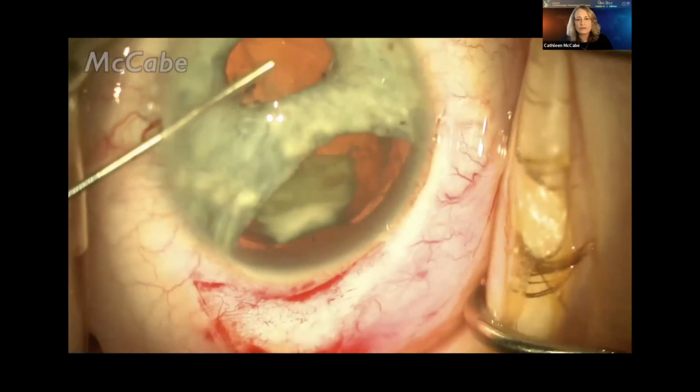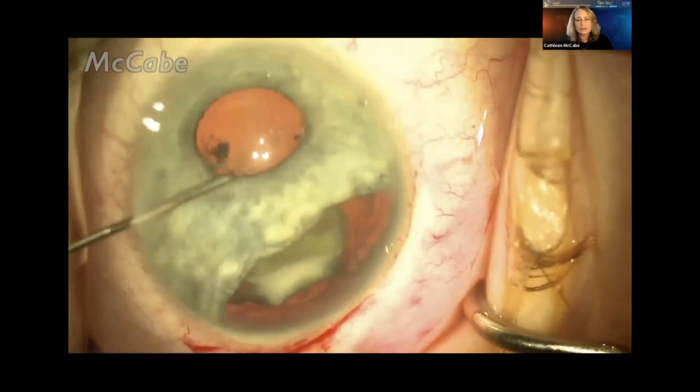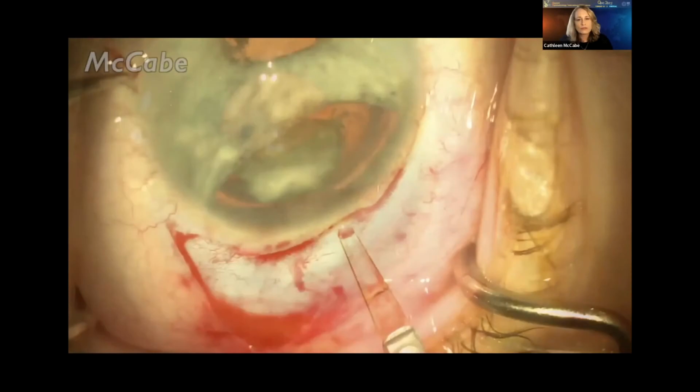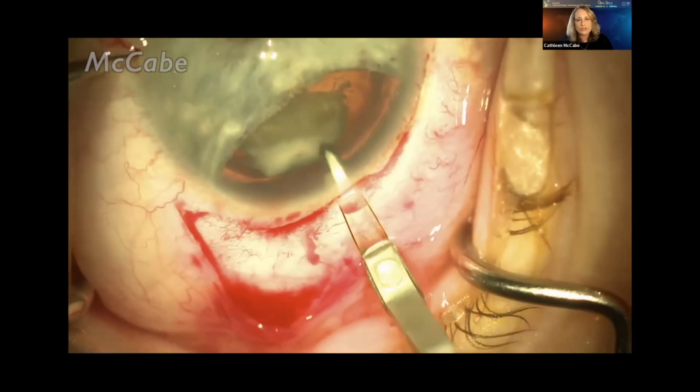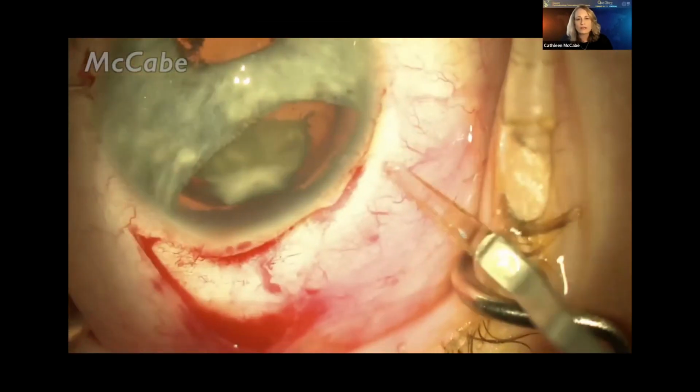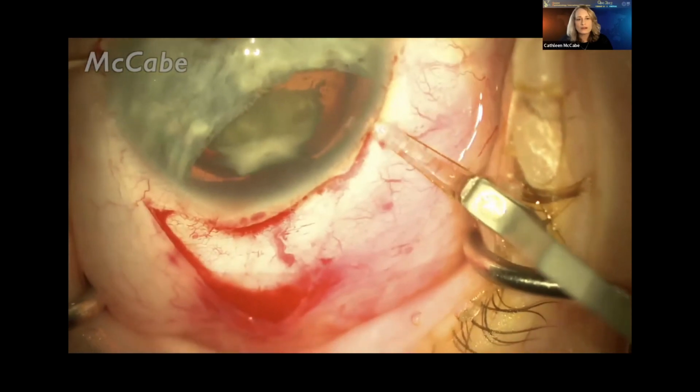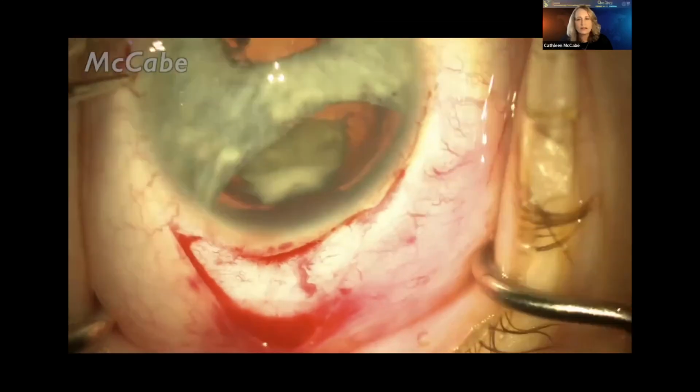There is a little bit of flattening of the contour of the capsule, especially in the area of that cortical change. So I'm very suspicious that there's not 100% complete zonules, but you can see there are zonules there. So that's a little gift.